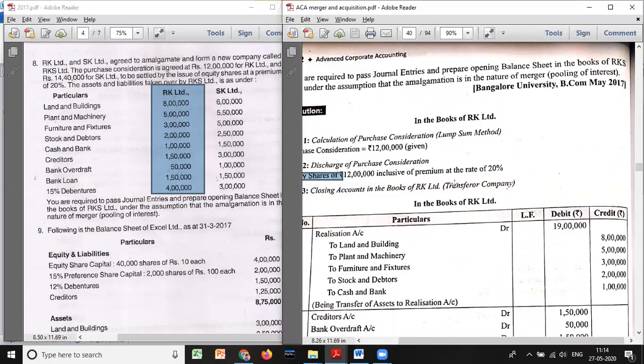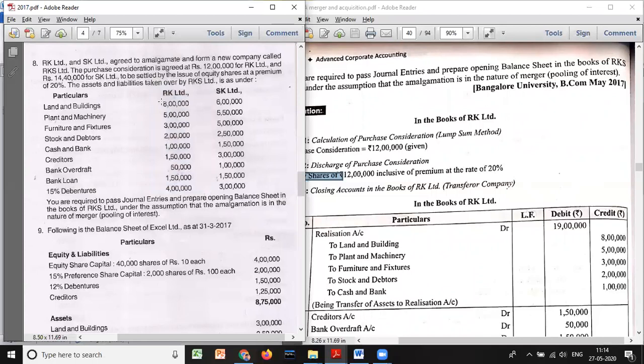This will be the same for amalgamation in the nature of merger or amalgamation in the nature of purchase. So look here, we have 8 lakh, 5 lakh, 3 lakh. You have to record the same. Please keep in mind, always when you're passing this entry, you have to write only book value, let it be merger or purchase method.